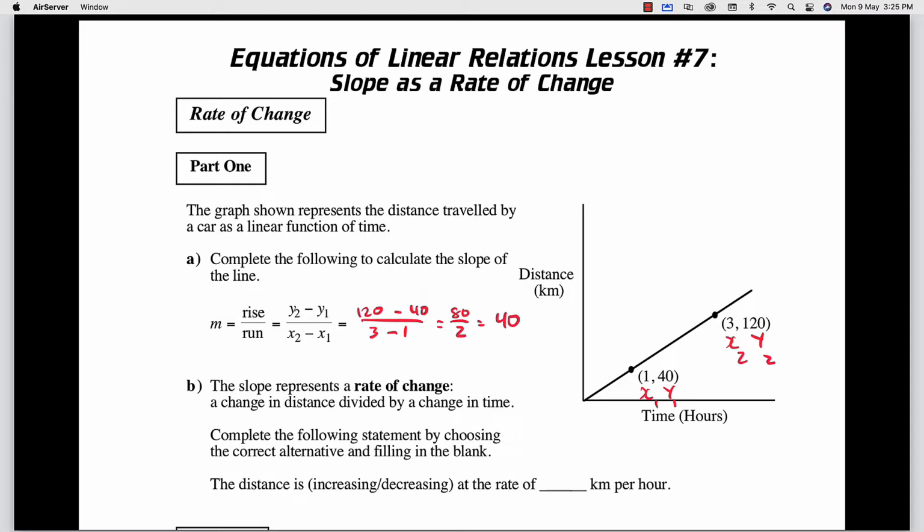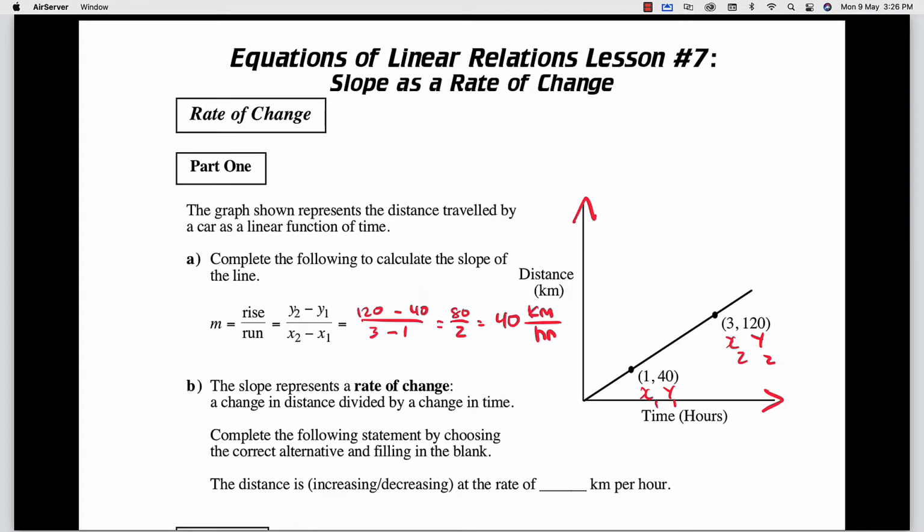Now, in this case, because we're talking about the rate of change, we've got some units. So what was the y units? That's the one going up and down here. It's distance in kilometers. And what are the x units? It is time in hours. So basically the rate of change, which is how fast the person is driving, is 40 kilometers per hour. So that means every 1 hour that person will move a distance of 40 kilometers.